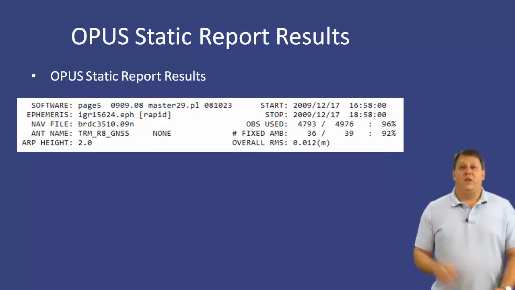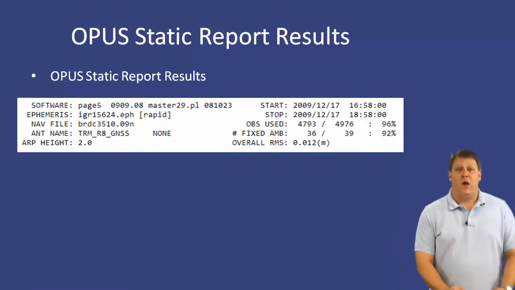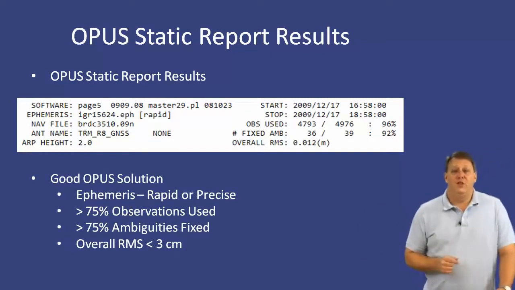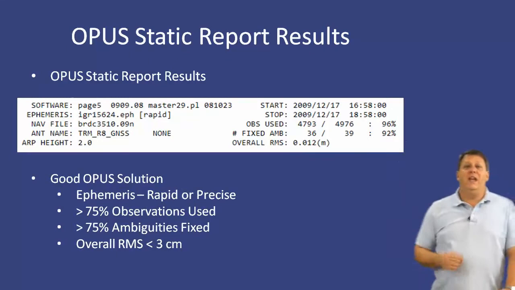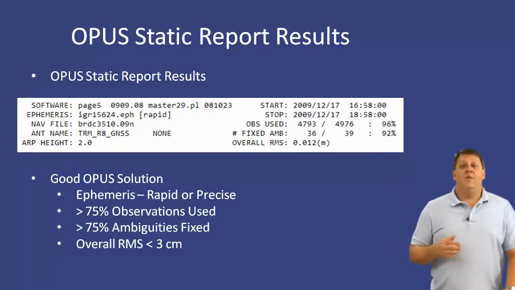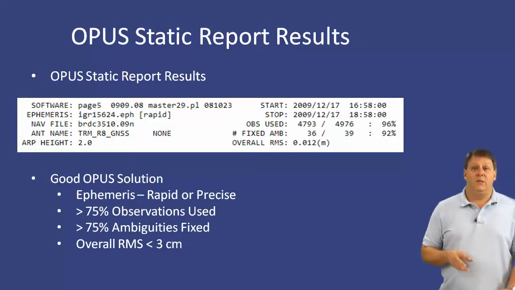Right here in this header section of our OPUS static report, we can start making a determination on if we have good results or not. A good OPUS solution, as some recommendations, your ephemeris should be either the rapid or the precise ephemeris. You should have 75% or greater of your observations that were used in your solution. You should have greater than 75% of your ambiguities fixed also in your solution. And finally, your overall RMS should be less than 3 centimeters.